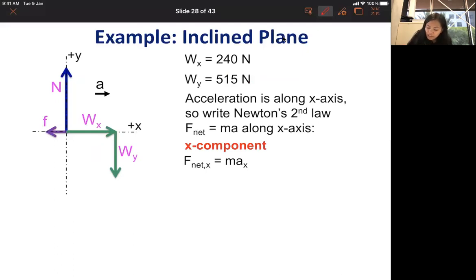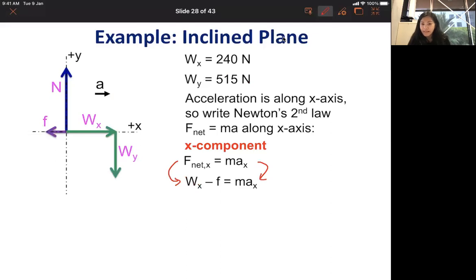So let's do the left-hand side, net force. Look at your free body diagram. You have two forces along the x. You have frictional force that's to the left, and the x component of the weight force that's to the right. So the x component of the weight should be positive, and then the frictional force should be negative. So that's the left-hand side of Newton's second law of motion. The right-hand side is just carried over as mass times acceleration.